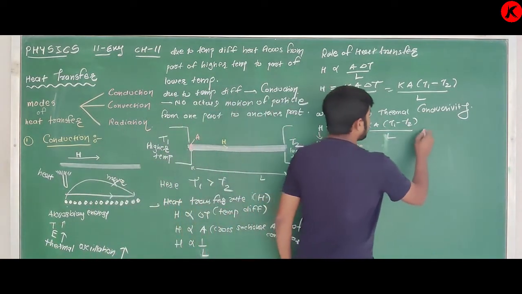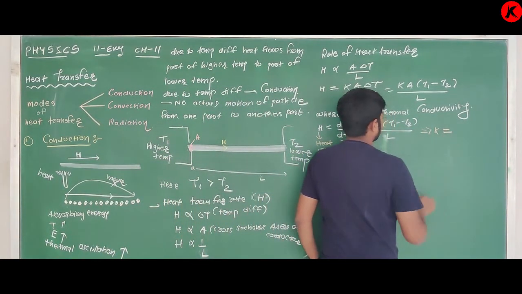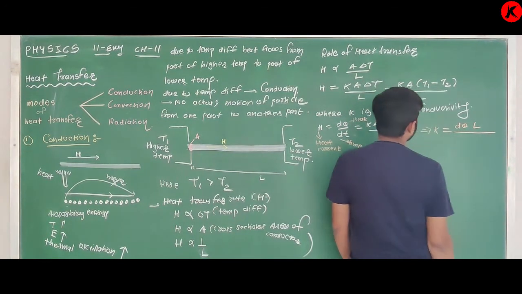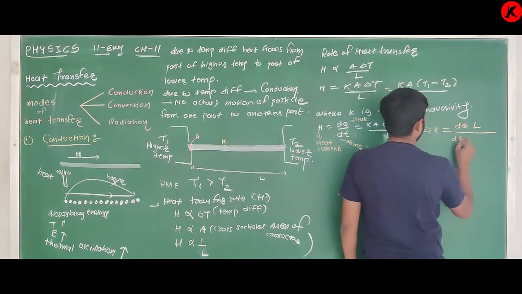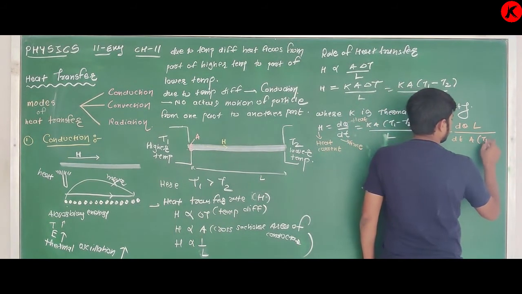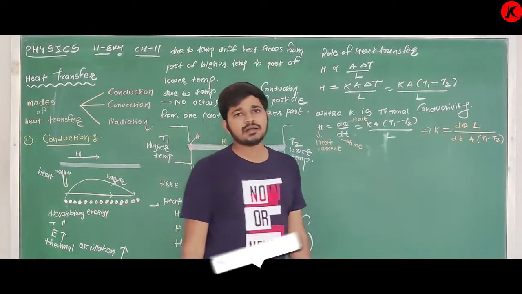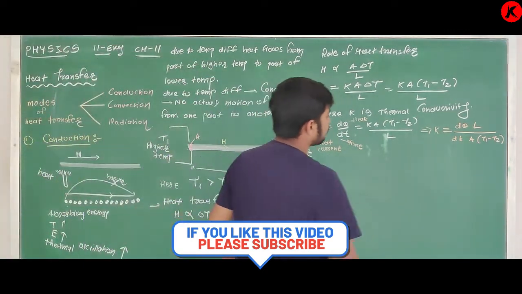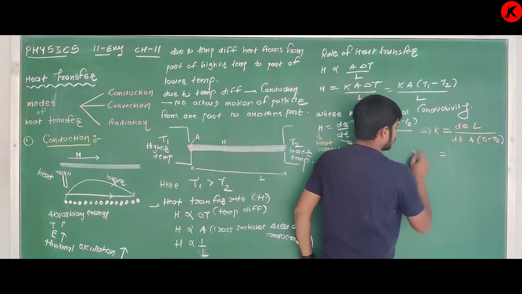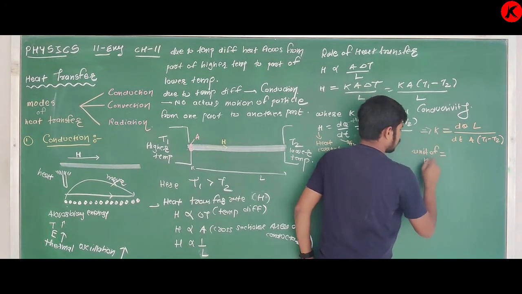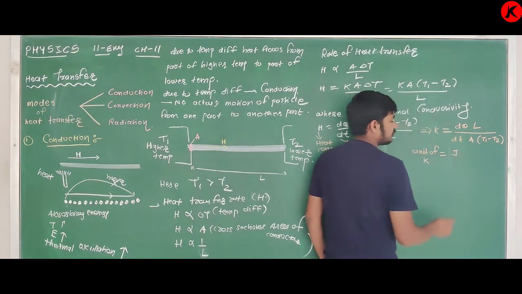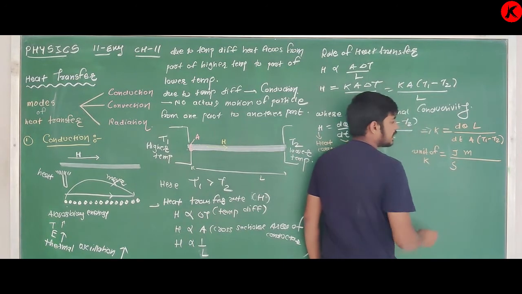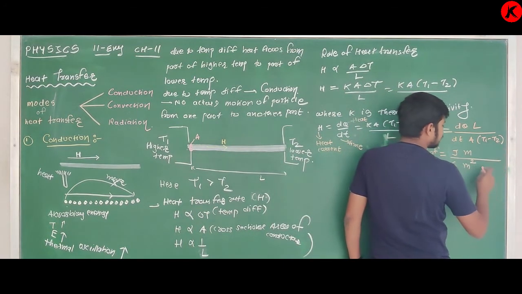Now from this equation, if you make K the subject, then K is equal to dQ L upon dt A (T1 minus T2). Then how to obtain the unit of K? The unit of K is equal to: dQ is energy, means joule. L is length, means meter. dt is time, means second. A is area, means meter square. And temperature difference means Kelvin.